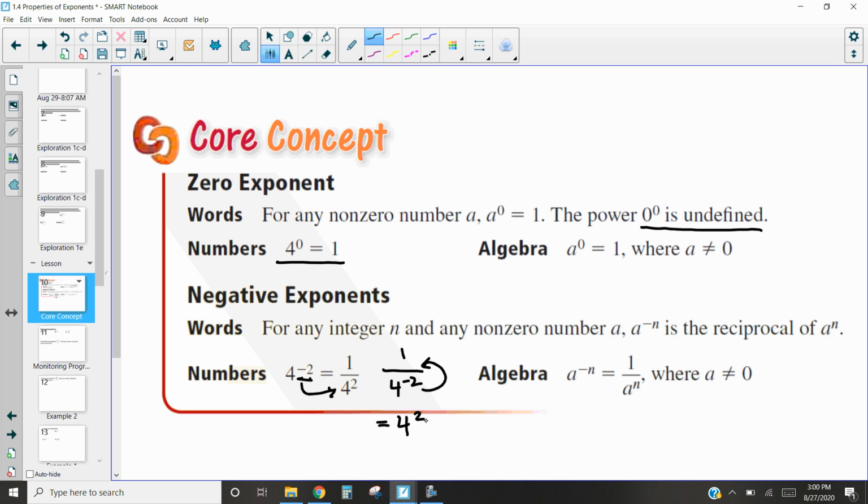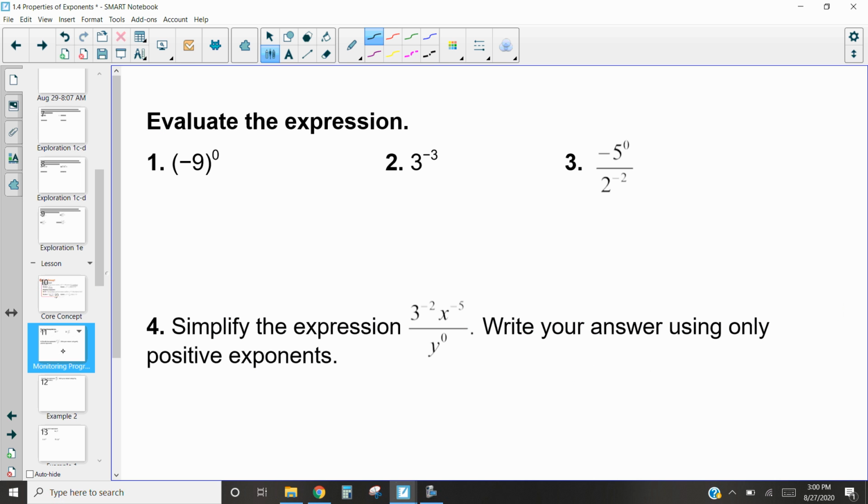So let's take a look at a couple of examples on both the 0 exponent and negative exponents. The first one is negative 9 to the power of 0. Our 0 exponent rule says that anything to the power of 0 equals 1, so this is going to equal 1. The next one is a negative exponent, 3 to the power of negative 3. That means we are going to put it as 1 over 3 to the power of 3, because this is a whole number, so we want to move it down to a denominator. And 3 to the power of 3 is 27, so this is going to be 1 over 27.